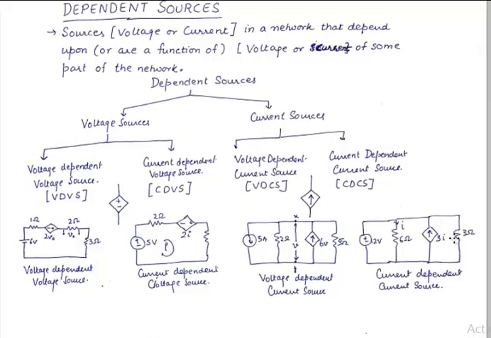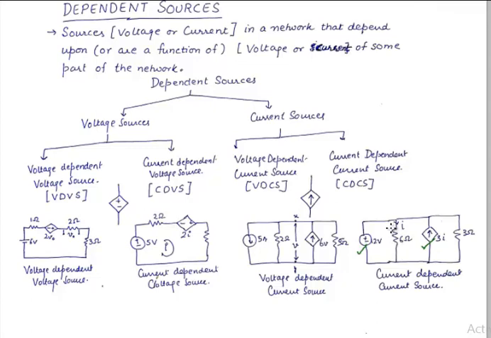And finally, let's have a look at the current dependent current source. This again is a current source. Of course, we have two active elements. One is the independent voltage source, one is the dependent current source. Now this dependent current source further depends upon a branch current. So it depends upon the current in this branch.